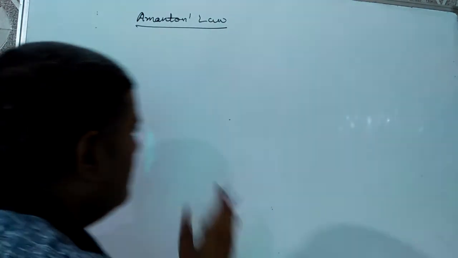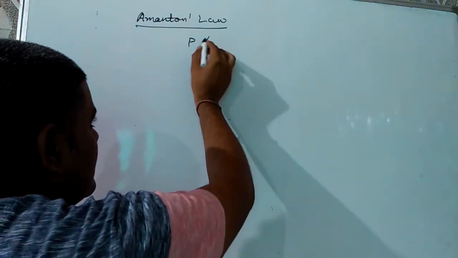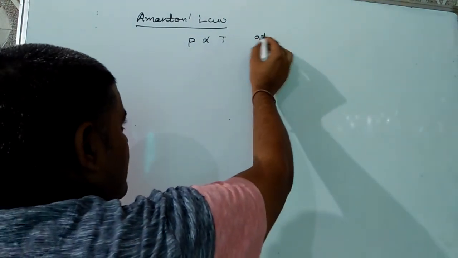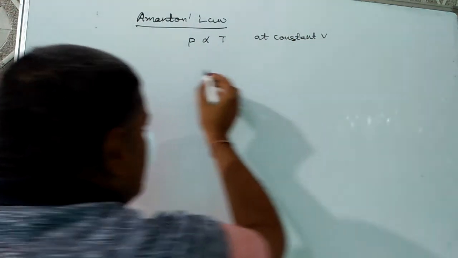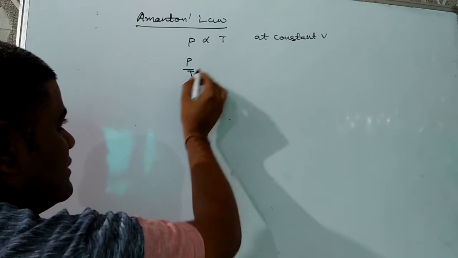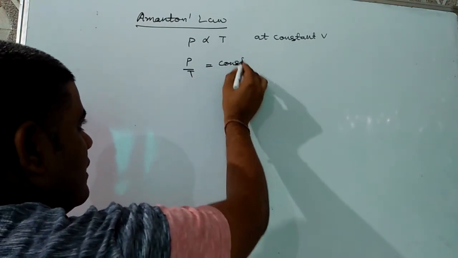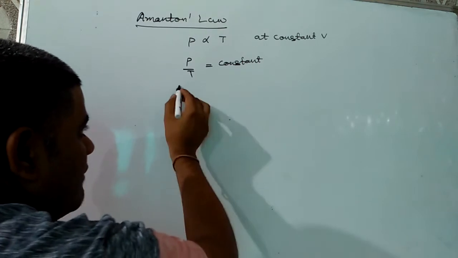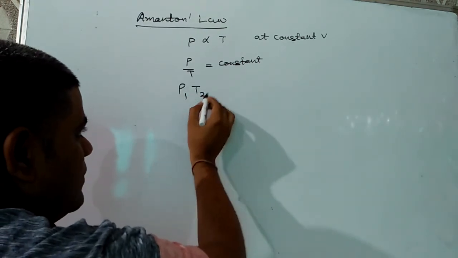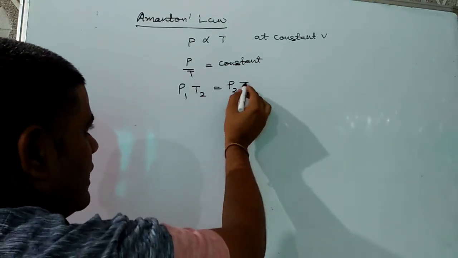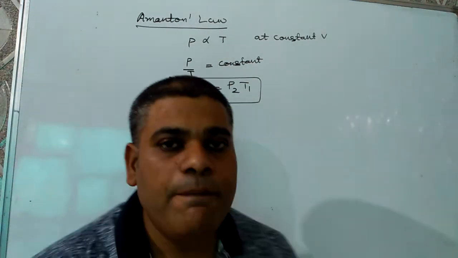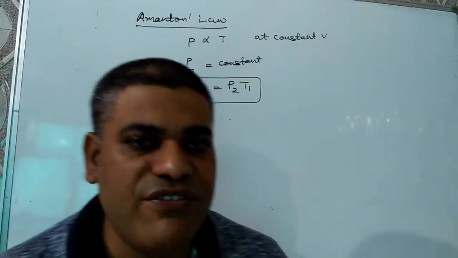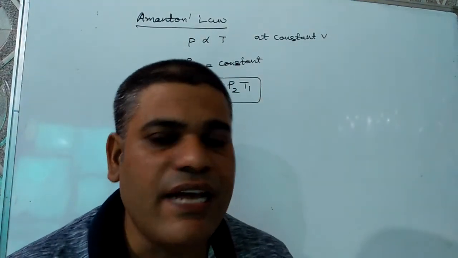What I am saying, keep it in mind, if volume of a gas remains constant, then pressure of a gas is directly proportional to temperature. So P is directly proportional to T at constant volume. So P by T, that is equal to constant. So from here we get the equation P1 T2, that is equal to P2 T1, where P1 P2 are the pressures and T1 T2 are the temperatures.